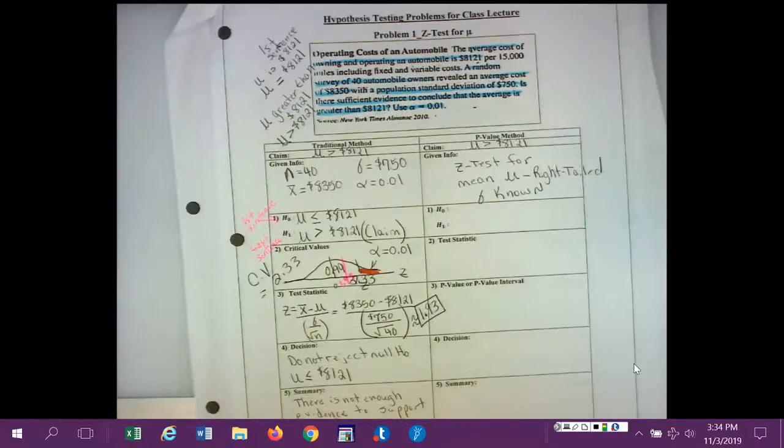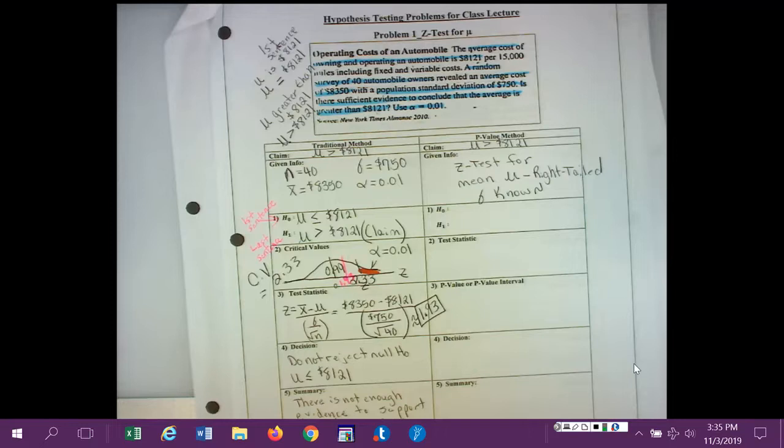So let's think about what that means. Going back to the very beginning, we have this statement that the average cost of owning and operating an automobile is $8,121. A random survey of 40 automobile owners revealed an average cost. They spent $8,350, and they used a population standard deviation of 750. The question says, is there sufficient evidence to conclude that the average is greater than 8121? So that's what we're testing. We believe that it's greater than 8121, which is against what they say in the very beginning, the first sentence.